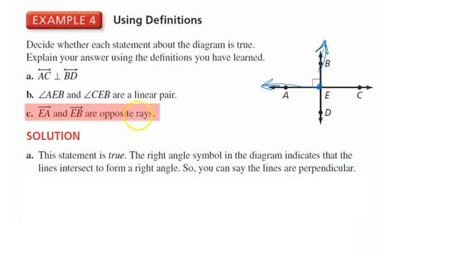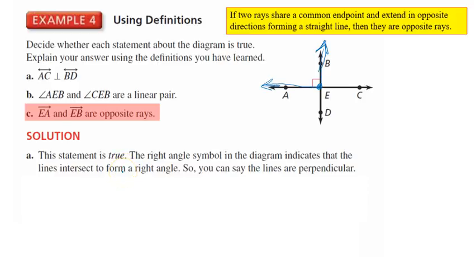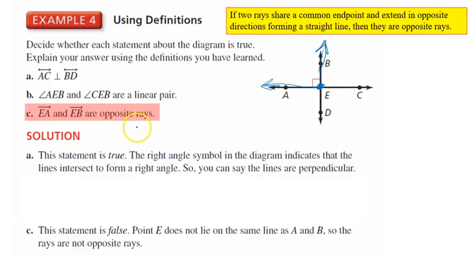Are these opposite rays? Well, I'm sure that you totally remember the definition of opposite rays. But if not, I'll throw it out there for you. If two rays share a common endpoint and extend in opposite directions, forming a straight line, then they are opposite rays. Okay, so these two share a common endpoint, but they do not extend in opposite directions. They do not form a straight line. So P is false, which means that I cannot conclude that these are opposite rays. So this statement is false.